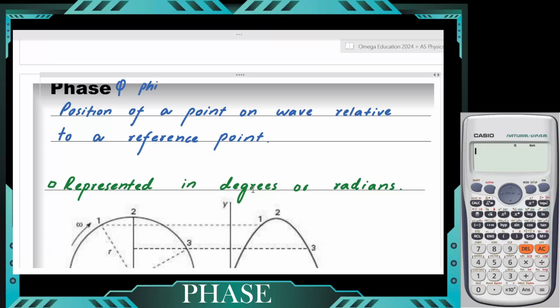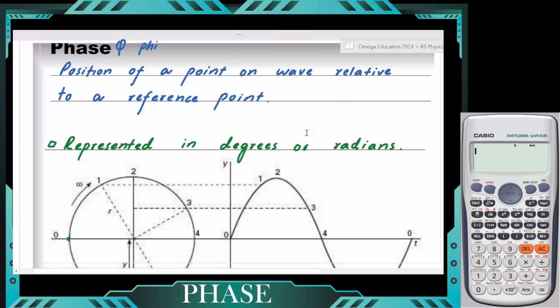And if they ask you for the phase difference, then they'll mention the 2 points explicitly for which they're asking you for the phase difference. So this quantity is represented by phi. This is how we define it. It is measured in degrees or radians.